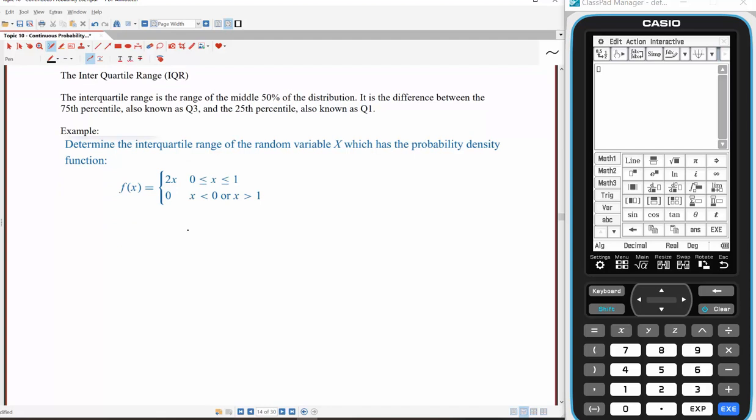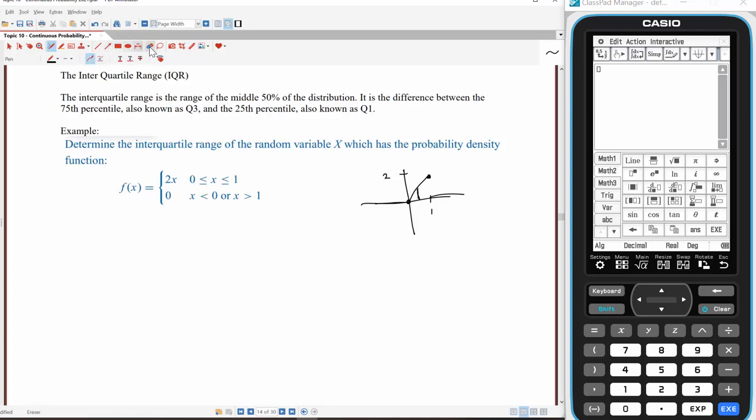Okay, the IQR. So the interquartile range is the middle 50% of the distribution, and it's the difference between the 75th percentile, known as Q3, and the 25th, known as Q1. So let's get the interquartile range for the random variable x. Right, now how's this going to work? Well, let's just quickly sketch this. So it's 2x between 0 and 1, and it's 0 elsewhere.